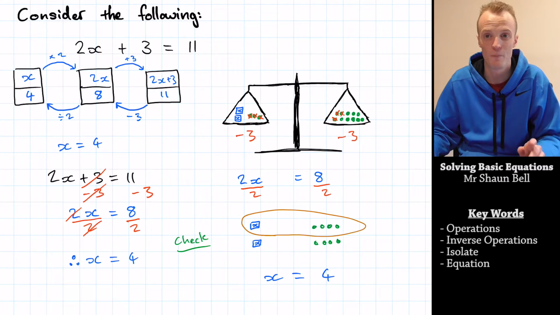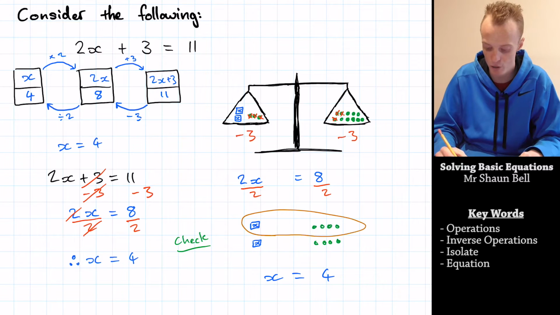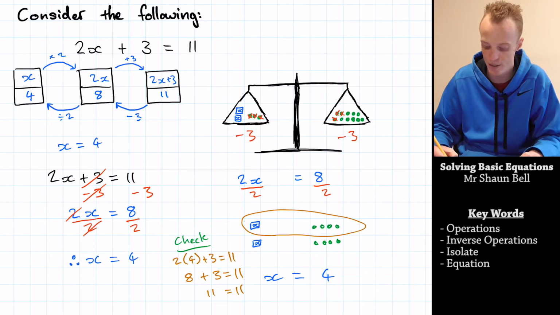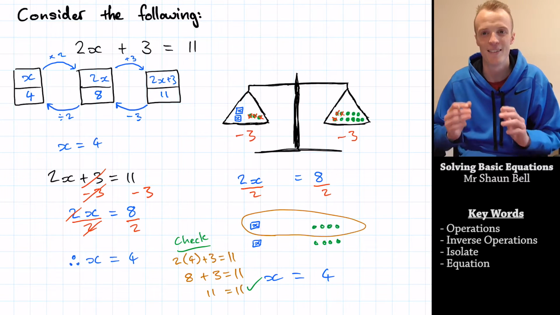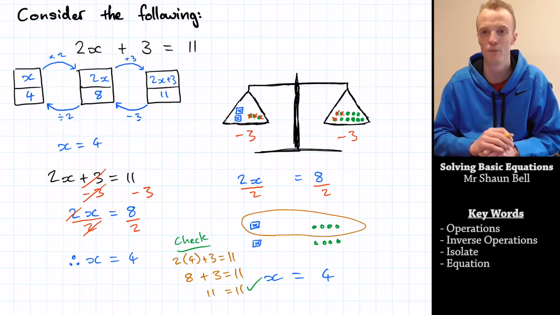To perform a check, we've got to substitute our value that we think x equals into the original equation and see if it balances. So our original equation was 2 times our x of 4 plus our 3, which equaled 11. Now 2 times 4 is 8 plus 3 equals 11. Now 8 plus 3 does equal 11, so what we've found here is a correct true statement. That means x must equal 4.